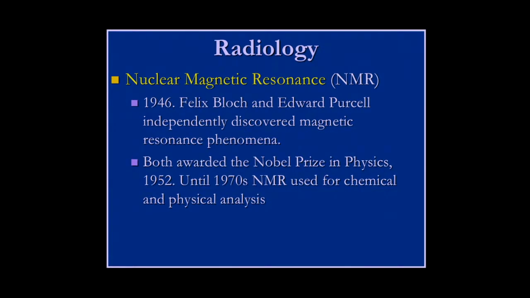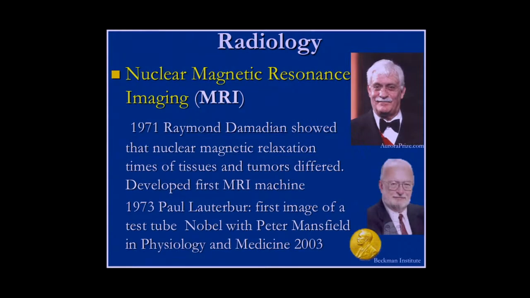Now, you take NMR, nuclear magnetic resonance, and now we do nuclear magnetic resonance imaging, only most of you don't hear the word nuclear when we do MRI. We got rid of that word because it was too scary. So Raymond Damadian in 1971 built the first machine, and many consider him to be the father of MRI machines, whereas Paul Lauterbur did the first image of a test tube, again, a Nobel Prize with Peter Mansfield in 2003. So again, this is not an old field.